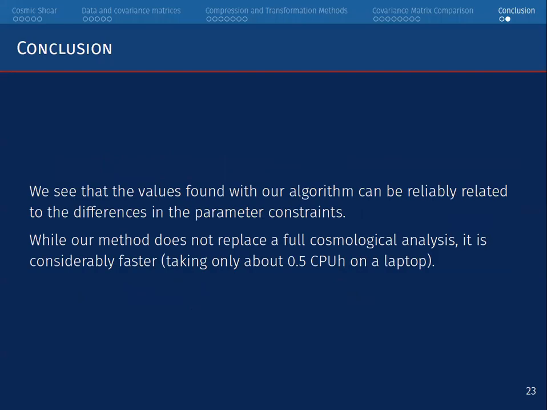So to conclude, I want to say that this comparison is useful because it eliminates the need for full cosmological analysis in order to compare the differences in parameter constraints. Our method is computationally faster and deals only with the elements that are actually relevant for parameter estimation.